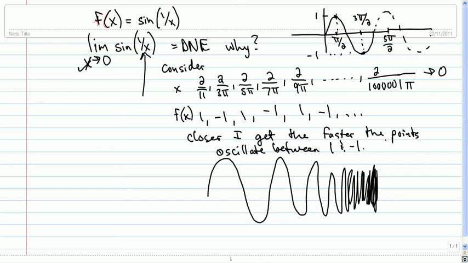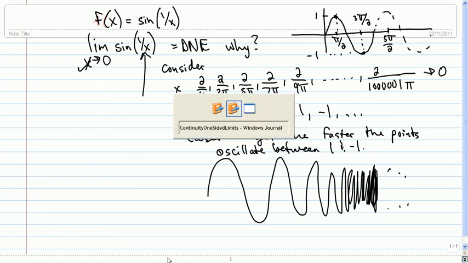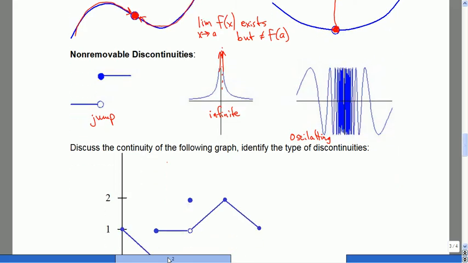So even though it looks like the graph might have a nice smooth line to it, it's actually going to start jumping like this the closer you get. Anyways, that's an oscillating graph as an example.